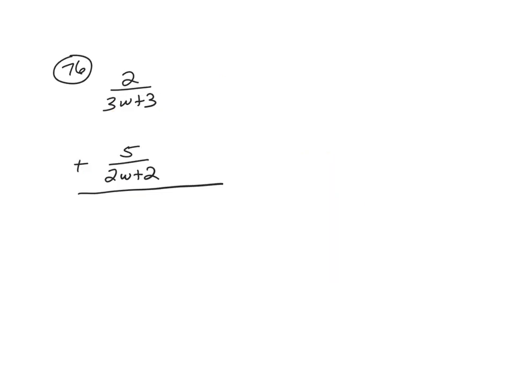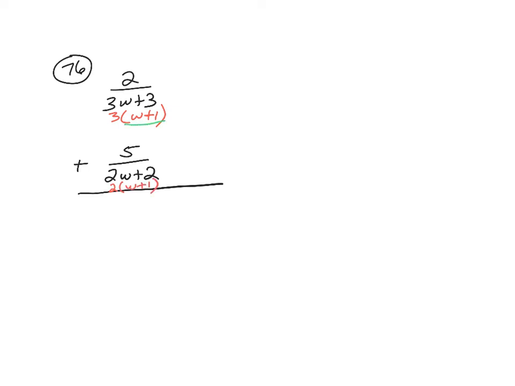For many people, the most difficult part is just figuring out what you're going to change your denominators to so you have common denominators. I'm not going to run through this whole problem, but let's just talk about getting the common denominators. So this is number 76. The very first thing you want to do is go through and factor both of those denominators to see if you have any like factors. So the top one, I could factor out a 3, leaving me with w plus 1. In the bottom, once again, I could factor out a 2, leaving me with w plus 1.